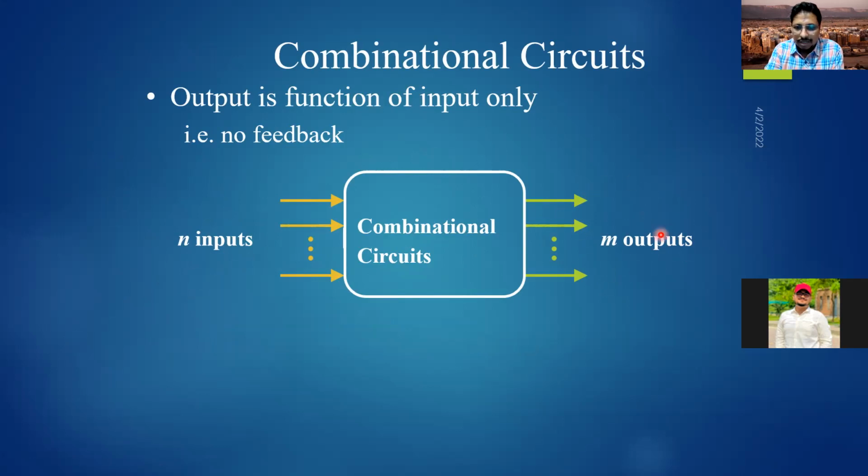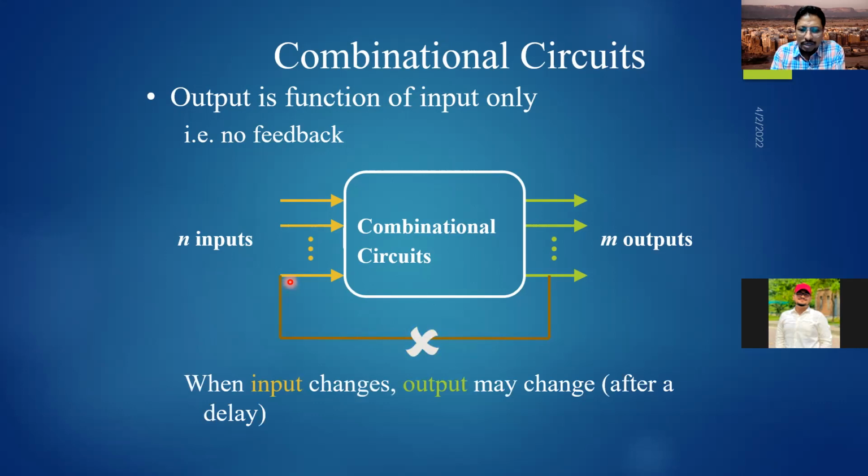And it is like this if the N inputs give me the outputs after a delay of time only. If there is any feedback that comes from the output again to the input, then this is called a type of sequential circuit. So in combinational circuits, we don't want any type of feedback. This is clear, right? From last time.